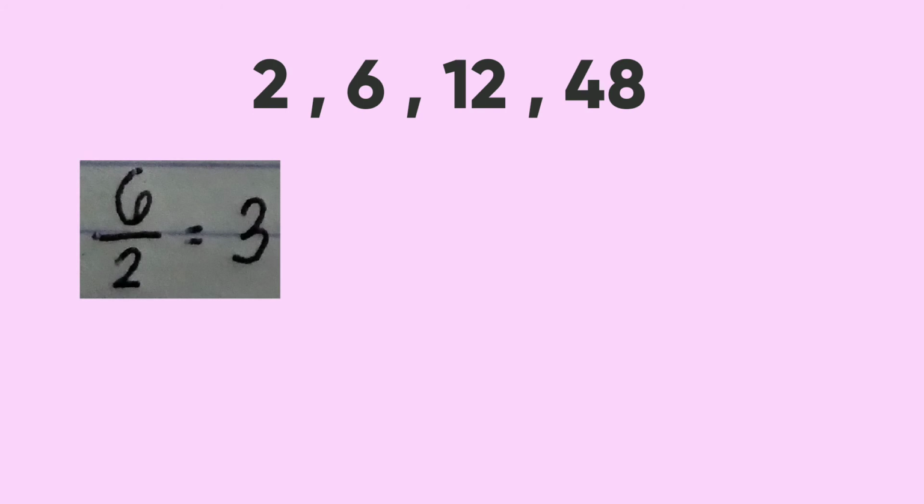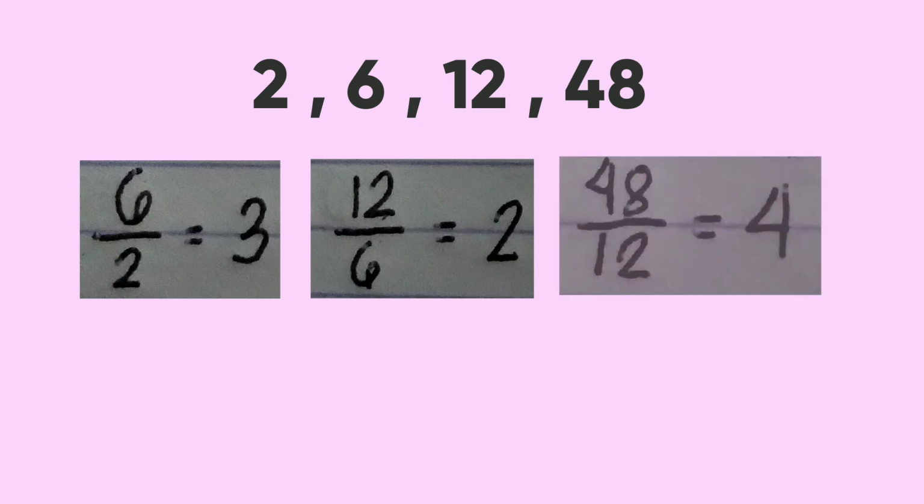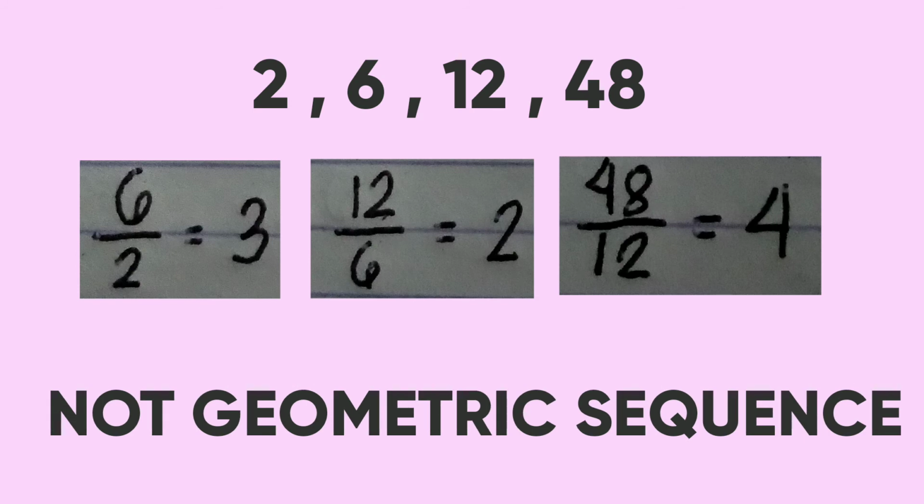Another one: 2, 6, 12, and 48. So we will first get its common ratio. So second term divided by the first term, third term divided by second term, and fourth term divided by third term. So 6 divided by 2 equals 3, 12 divided by 6 equals 2, 48 divided by 12 equals 4. So this sequence is not a geometric sequence because it does not have the same common ratio.